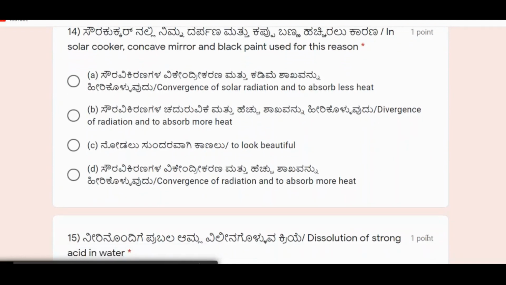14th question. In a solar cooker, concave mirror and black paint are used for this reason. A, convergence of solar radiation and to absorb less heat. B, divergence of radiation and to absorb more heat. C, to look beautiful. D, convergence of radiation and to absorb more heat. So we use a concave mirror in a solar cooker for the convergence of radiation and to absorb more heat. So the correct option for this question is D.